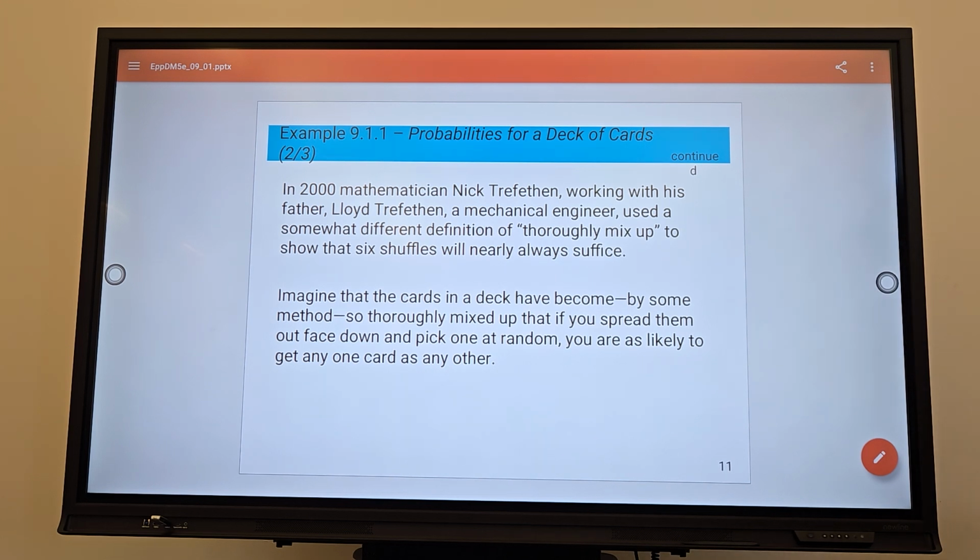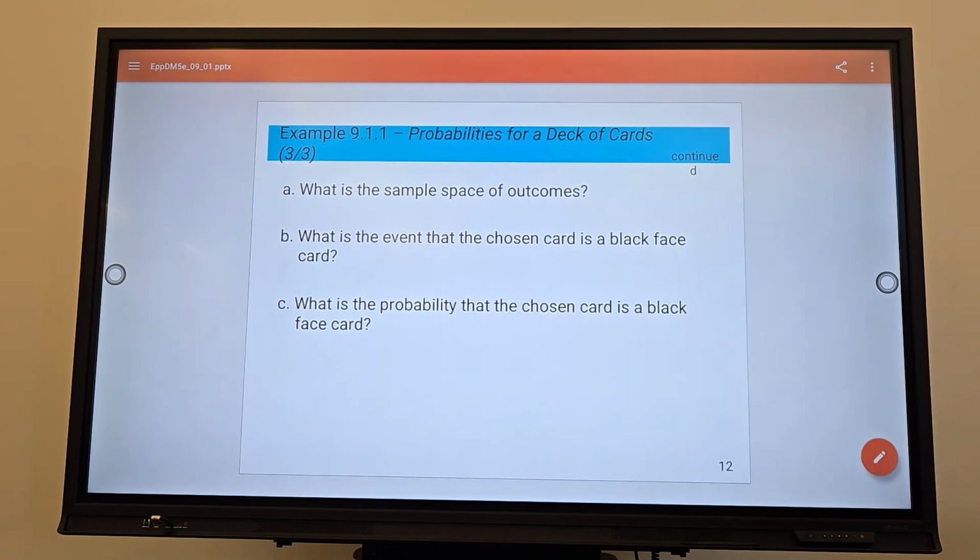Imagine the cards in a deck have become, by some method, so thoroughly mixed up that if you were to spread them out face down and pick one at random, you are as likely to get any one card as any other. So, what is the sample space of outcomes? What is the event that the chosen card is a black face card? That would be 6 out of 52.